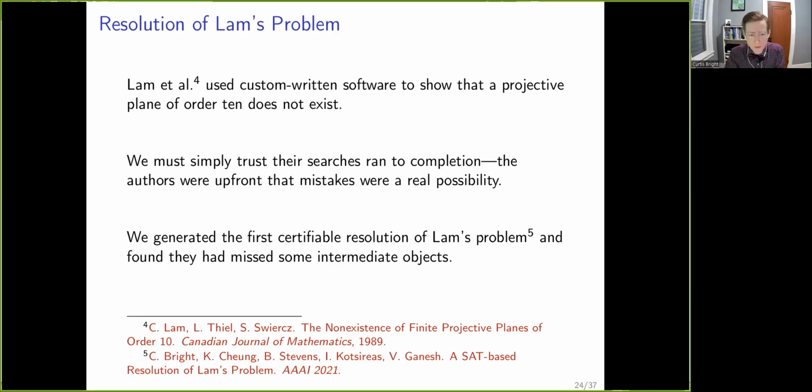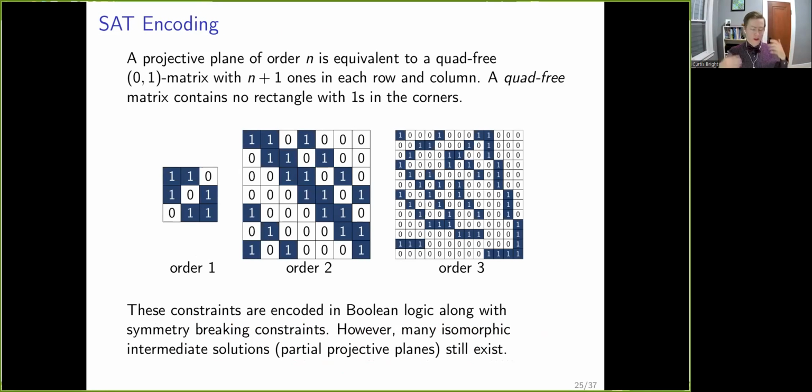So our result was to certify Lam's problem using a SAT solver, right? You can generate certificates which can then be checked by a proof verifier. So if you believe in the encoding and you believe in the proof verifier, then you believe in the non-existence result. In fact, we didn't find the projective plane of order 10, right? We certified it didn't exist, but we did find some intermediate objects along the way that were missed by the previous search. So this really goes to show how important it is to have these certified resolution results when you have a non-existence result.